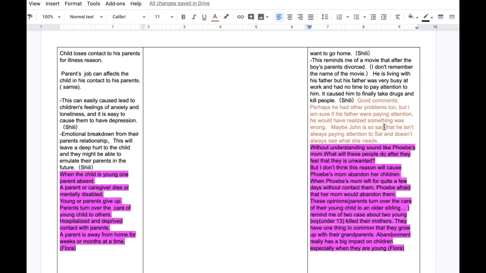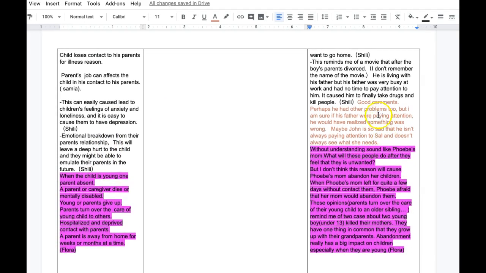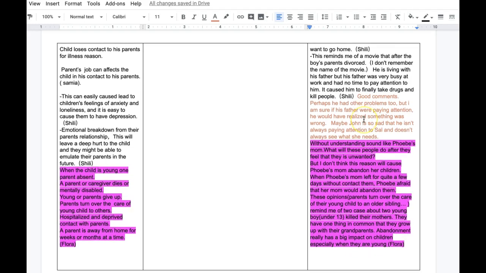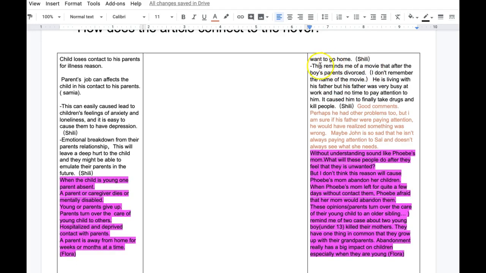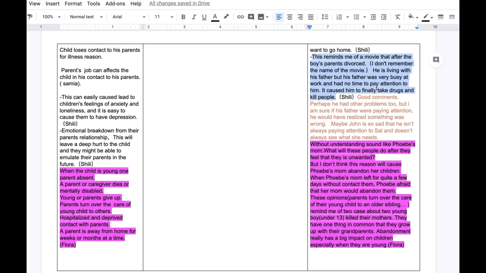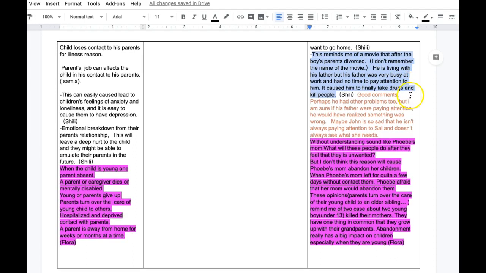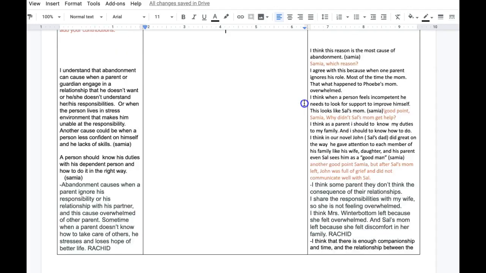And then, let's see here. Oh, Sheely connected. This is really interesting here. Sheely connected to a movie about a boy who was living with his father, and his father was busy and didn't pay attention. It caused him to finally take drugs and kill people. So that's really a strong comment.